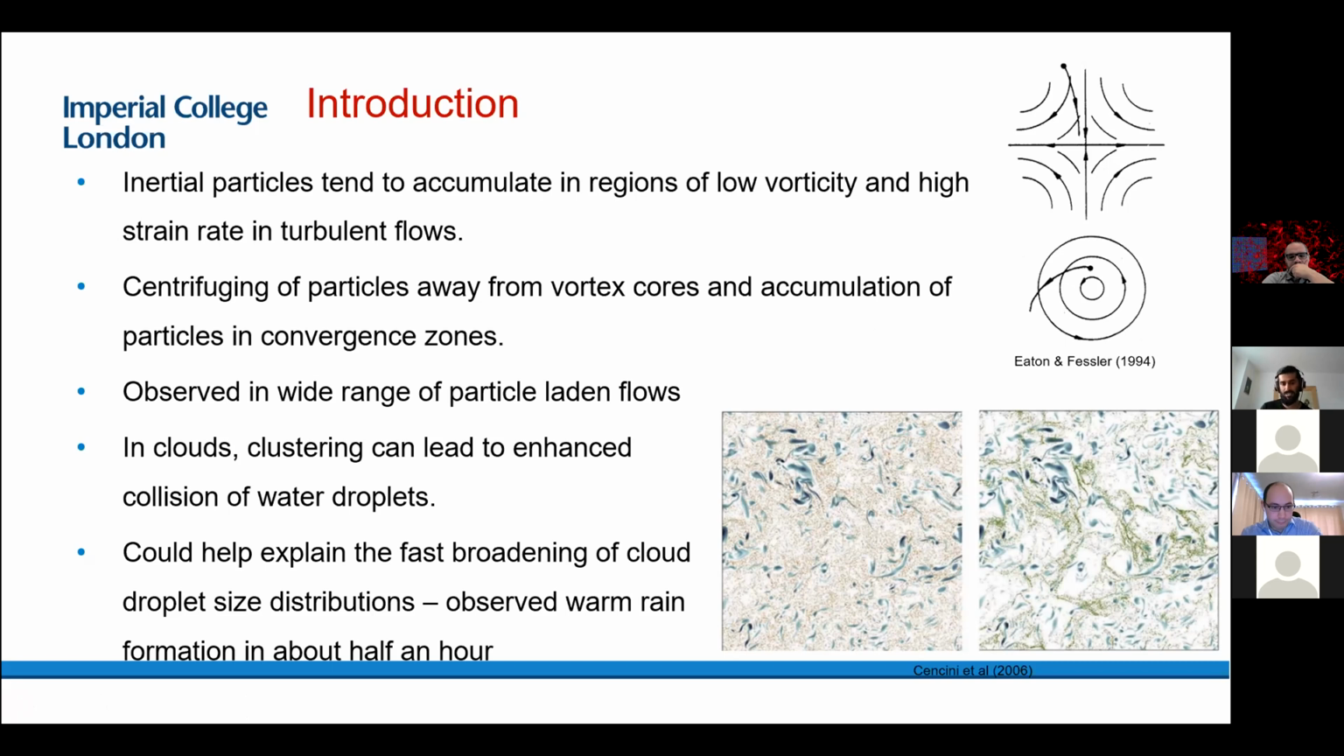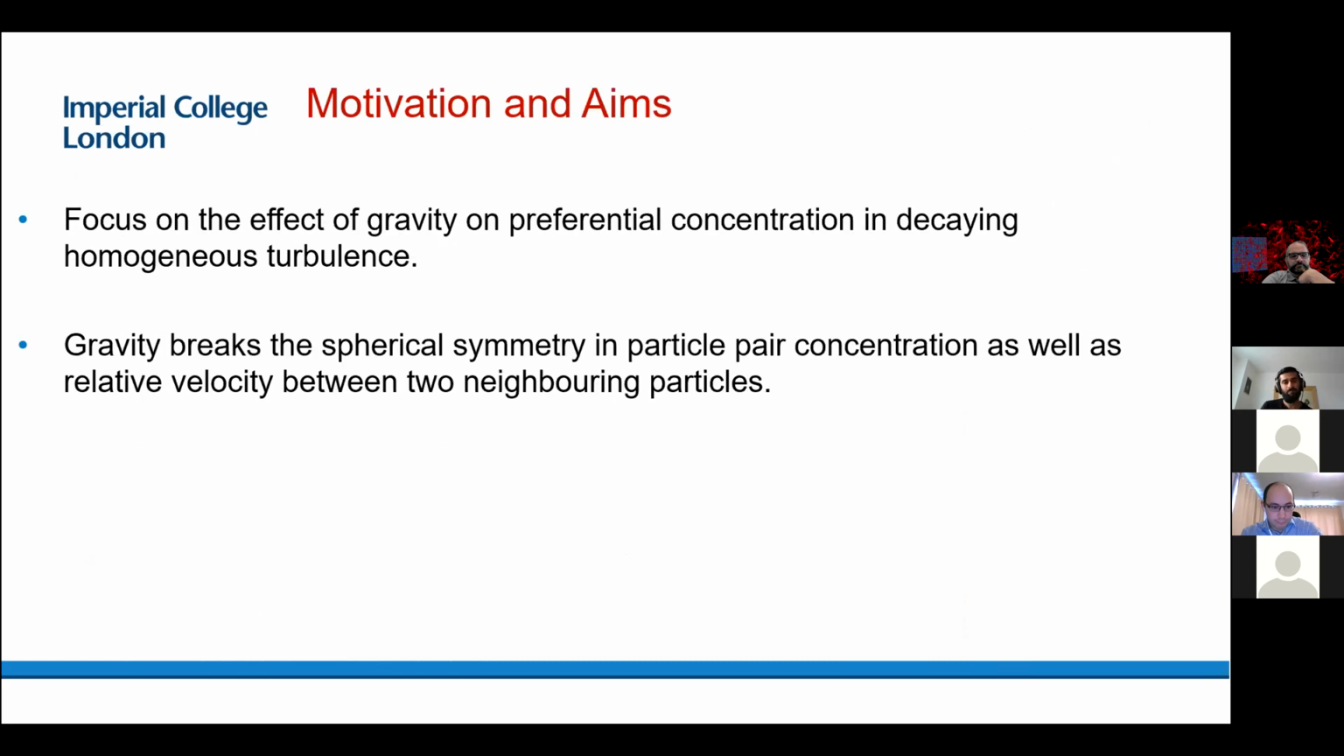is thought to be one of the possible reasons for why we observe warm rain formation in about half an hour. If you don't consider the turbulence effects or the clustering, simulations tend to simulate warm rain formation in closer to an hour. But actual observations show that it's much more likely to be closer to half an hour. So in this particular talk, I'll be focusing on the effect of gravity.